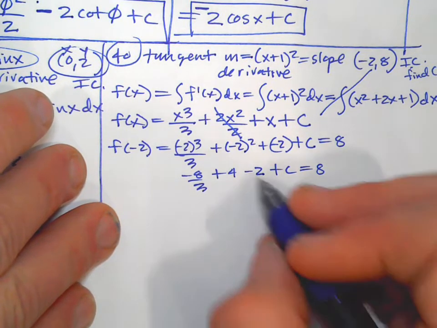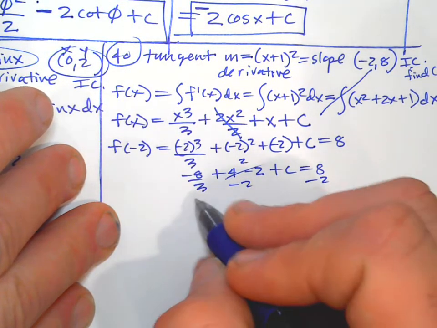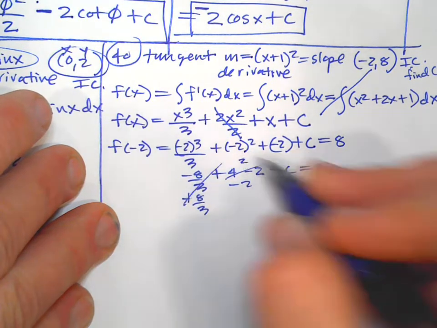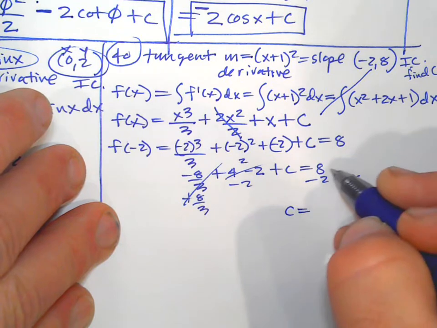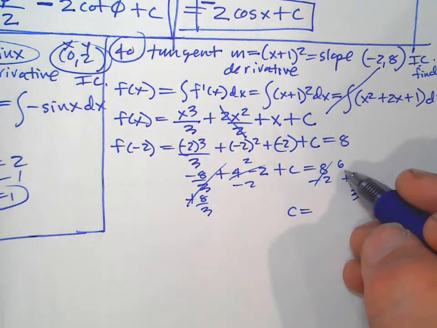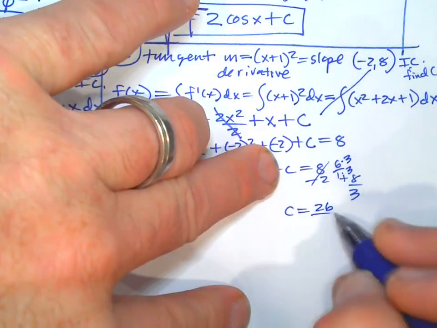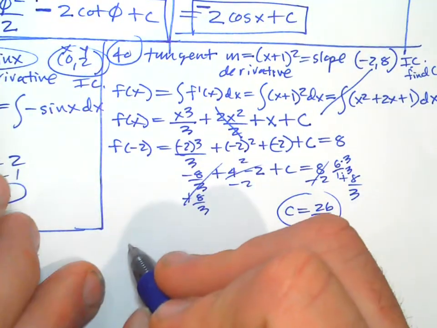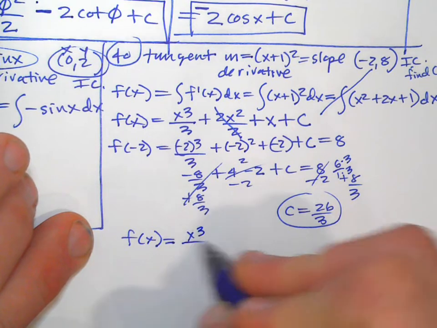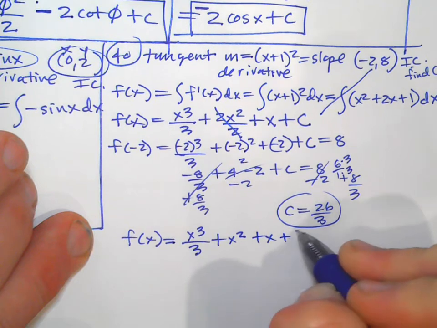I mean, we could, this is 2, right? So we could subtract 2 from both sides if you want, and then we could add 8 thirds, right? And so C equals, that's going to be 6 plus 8 thirds. So we could give a least common denominator, 3, 18, this is 26 thirds. That's your C value. So our final answer for the function is x cubed over 3 plus x squared plus x plus 26 thirds.